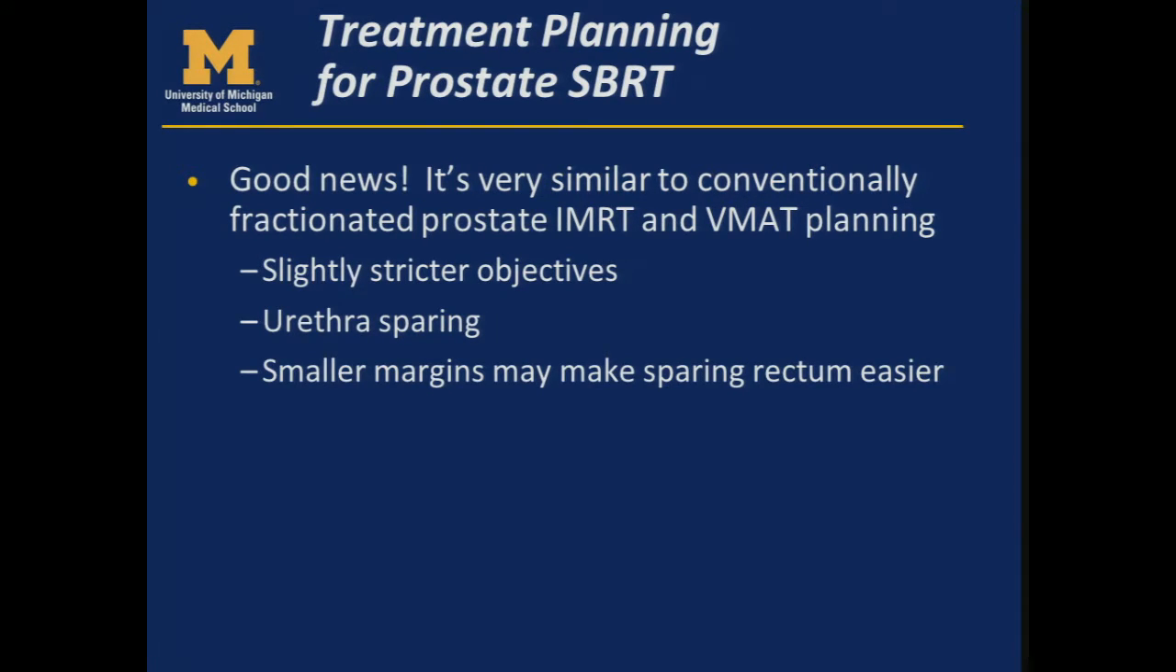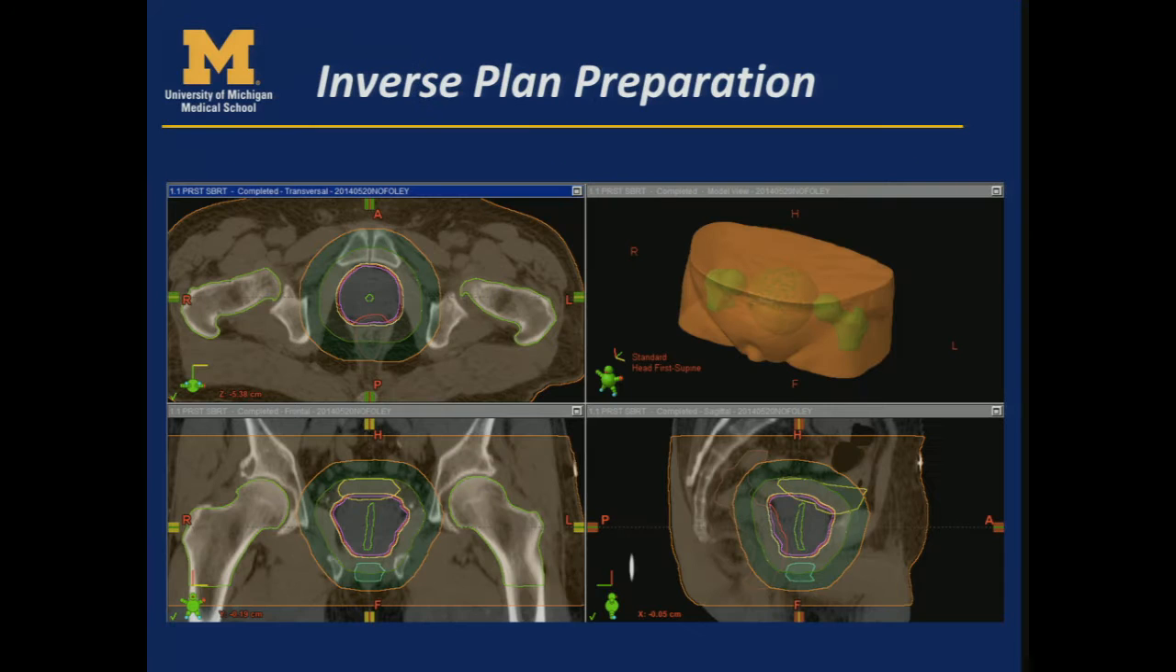You want to get a nice homogeneous dose, and you really want to avoid those hot spots in the center of the PTV, because that's where the urethra is. So there are slightly stricter objectives, and it may be a little bit harder to meet your goals. You do need to employ urethra sparing, so that's something your dosimetrist will have to learn. And if you have smaller margins, it may make sparing the bladder and rectum a little bit easier, but that goes along with having tighter dose limits on those structures.